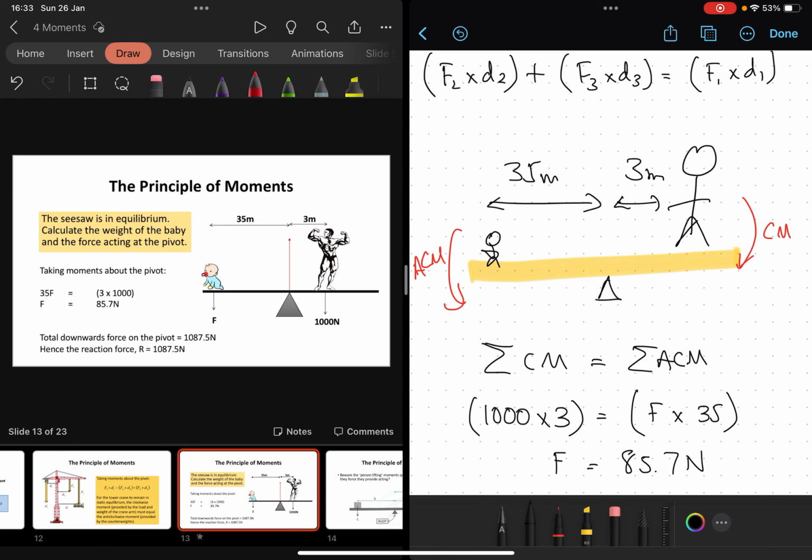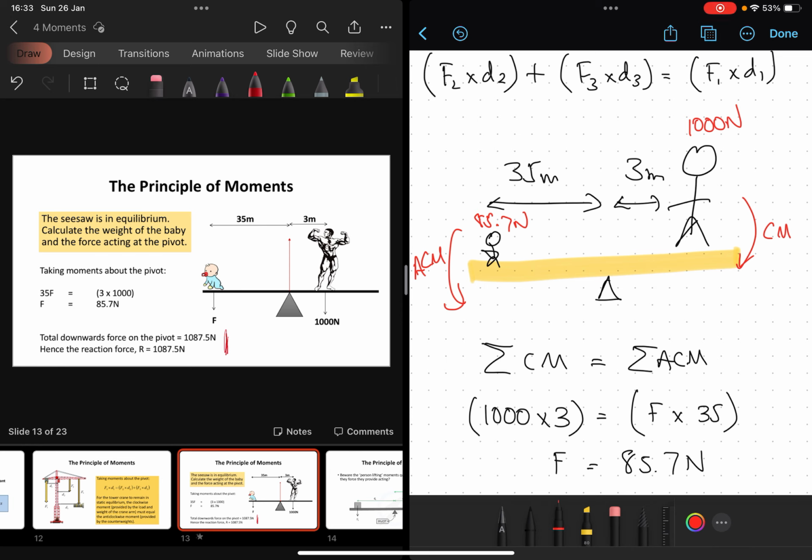Okay. Now you've got something in addition on the PowerPoint slide down here. Let's just kind of talk about that then for a moment. This is talking about the reaction force. So you've got two people on a seesaw pushing down on the earth, and the earth must be pushing back. So we know that the big guy has a force of 1,000 newtons, and we've worked out that the little guy has a force or a weight of 85.7 newtons. So add those two forces up, then we've got a downward force of 1,085.7 newtons.